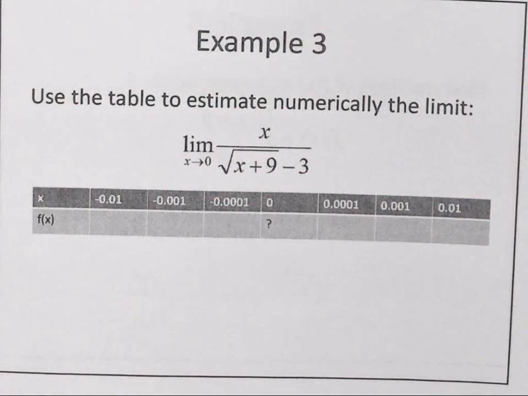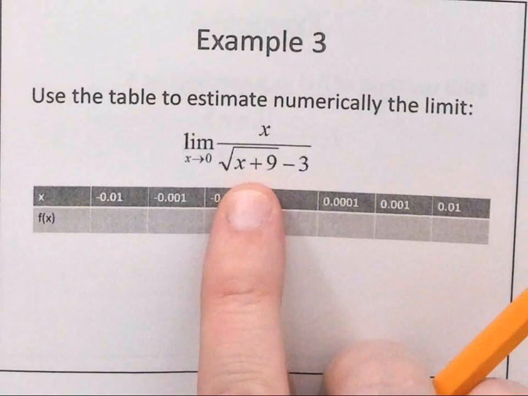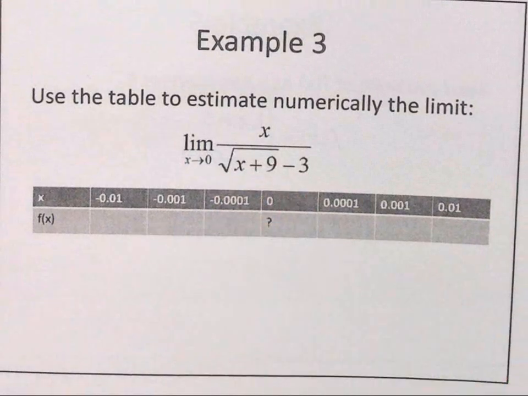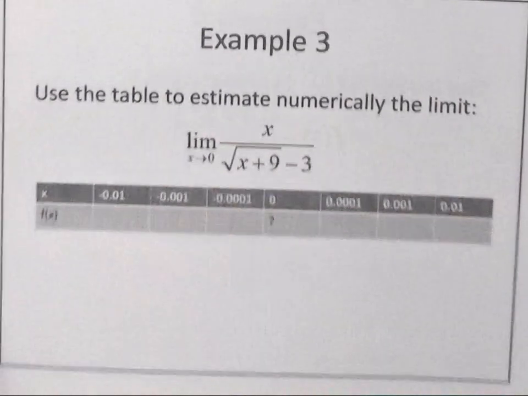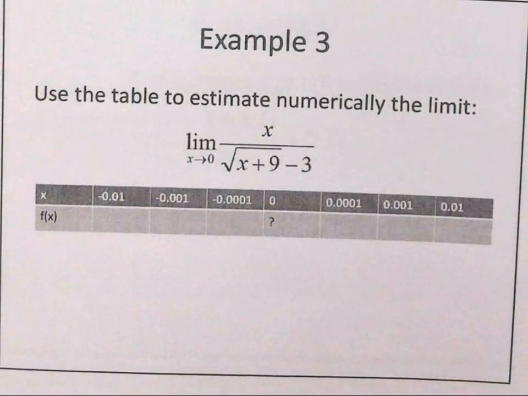What is it at 0? It's not possible. You can never divide by 0. You can't take 0 divided by 0, right? Here you get 0 plus 9, so you get the square root of 9, which is 3. 3 minus 3. 0 in the denominator means it doesn't work. So what I want to do is look at what's happening around there.